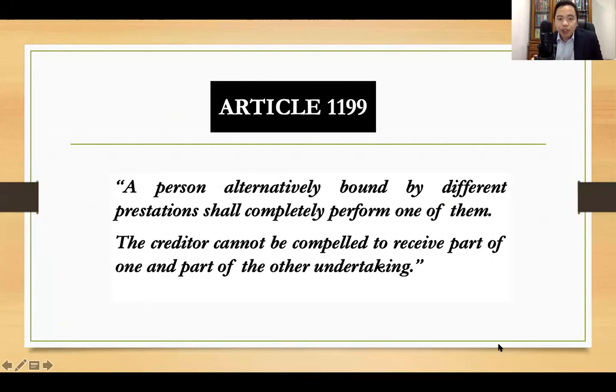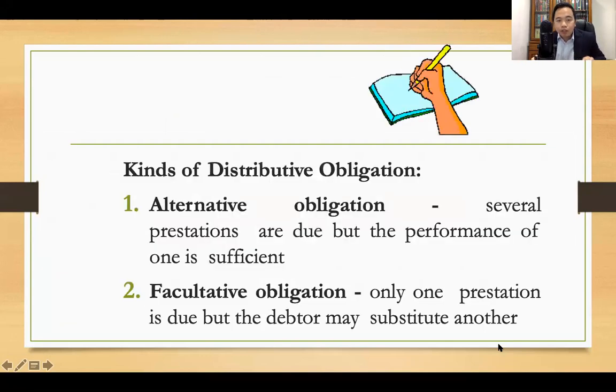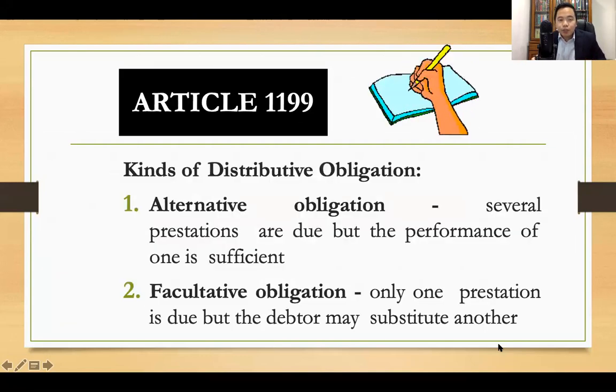A person alternatively bound by different prestations shall completely perform one of them. The creditor cannot be compelled to receive part of one and part of the other undertaking. So 1199 talks about the kinds of distributive obligation. So we have alternative obligation and facultative obligation. Take note of this definition. It is always a source of question in the exam.